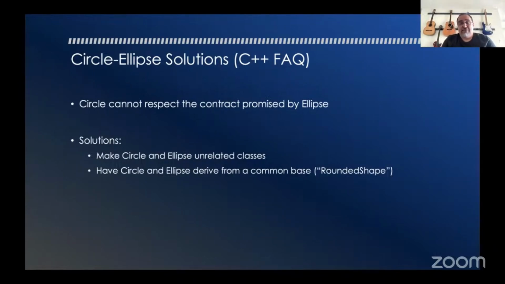And again, if you read the C++ FAQ, it's really pretty funny because people argue about this all the time. But again, this is how I see it. This is what I agree with. And I think there are two solutions that I know of. You make them unrelated classes, so maybe circle and ellipse have similar functions, but they're not derived from each other. Or you have them derived from some common base, where whatever minimum common functionality they have is in that base class, rounded shape or whatever. But then the circle and ellipse have different methods going down.